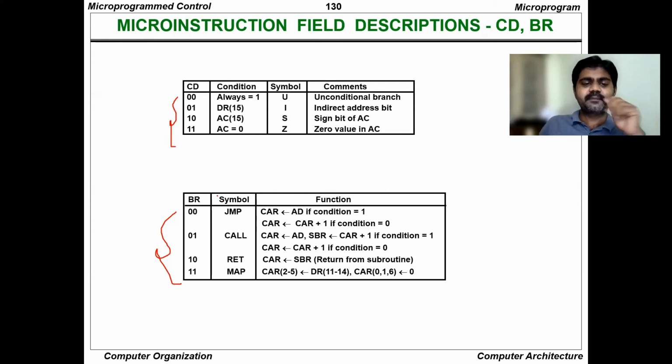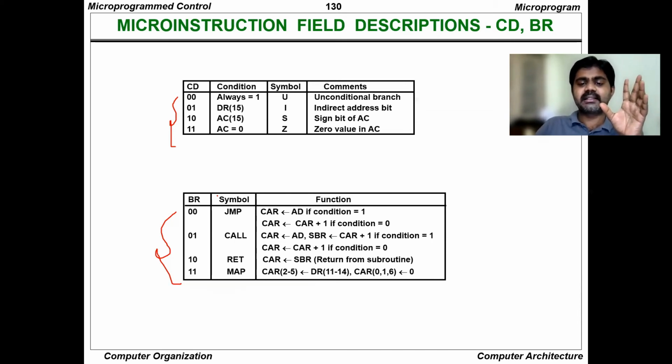Coming to BR, here we again have 4 micro operations. The first one 00 is for jump, 01 is for call, 10 is for return, 11 is for map. First, jump: from address register to control address register if condition equal to 1. If condition equal to 0, we increment the control address register. So if the control address register is 0 and the condition equal to 0, the control address register becomes 1.